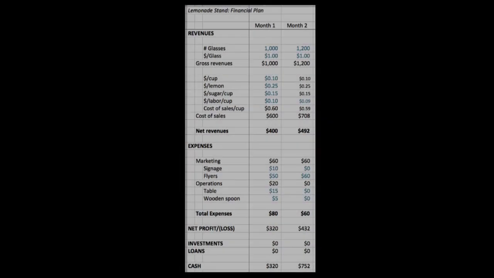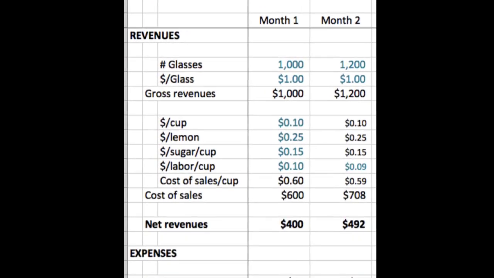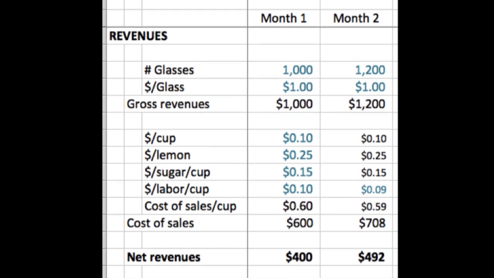So let's move on to month 2. Okay, in month 2, we're gonna have some growth, right? Most companies grow month over month. So what you do is you add another column, label it month 2, and start filling it out from top to bottom. So in my plan, I'm gonna say we're gonna grow to 1,200 glasses, still gonna cost $1, and the cost of goods are gonna change slightly because we're not gonna have any more people making the lemonade. And so the actual cost in labor to make a cup will go down by a penny, which means our cost of sale is down to $708.